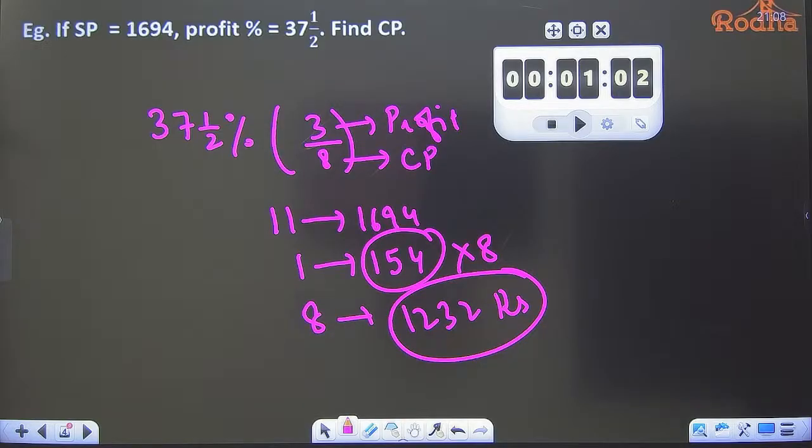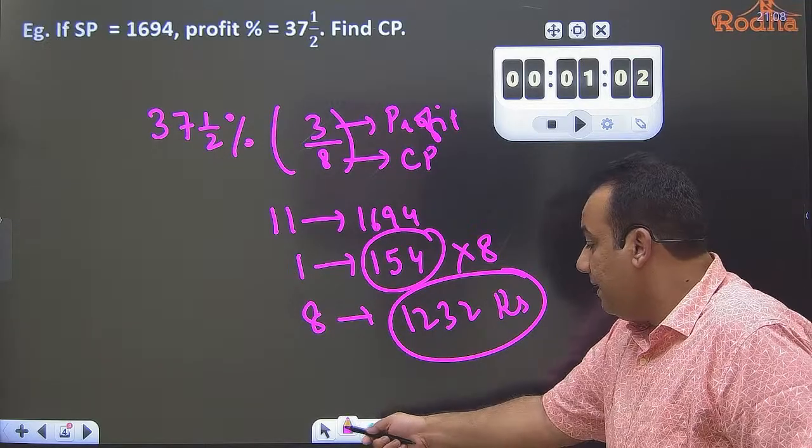Any doubt to anyone in this? Answer is 1232. Any doubt? So the answer for this is 1232. You should be fast in solving this.